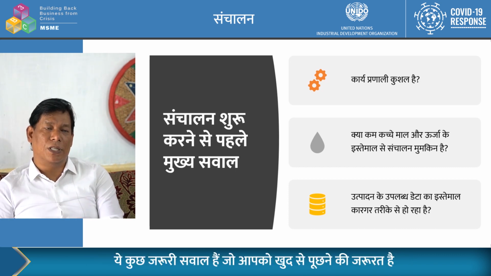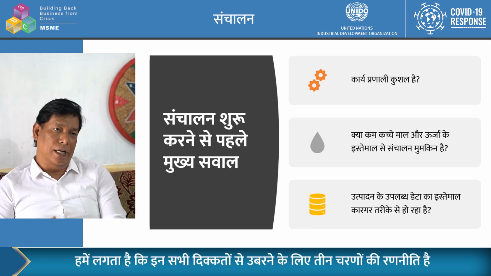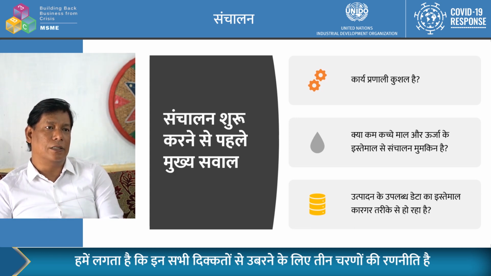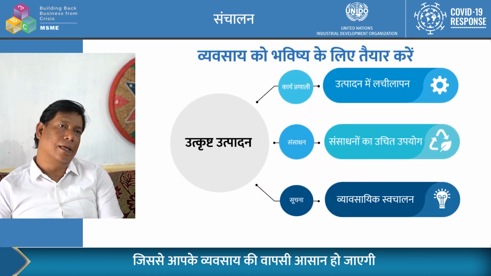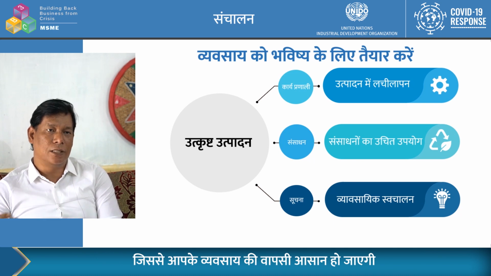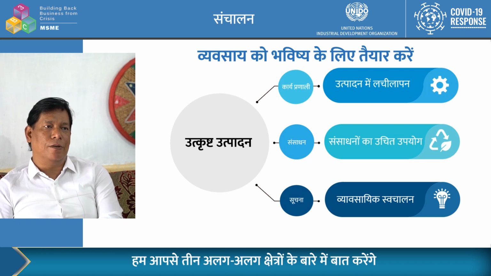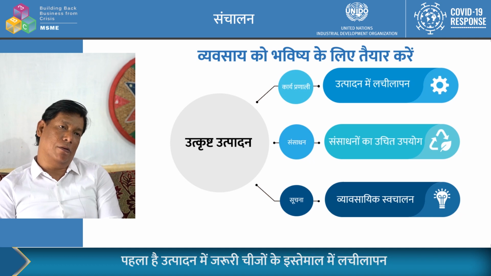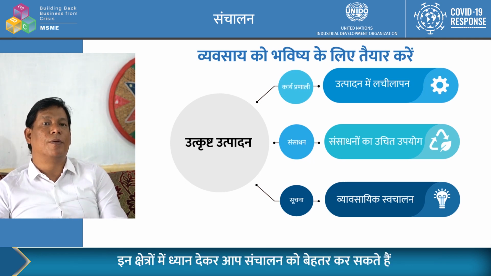So these are some of the questions which are very pertinent to be asked, and we feel a three-pronged strategy in addressing all these concerns would make a very significant impact in taking your revival process in a much smoother way. We will speak in this video about three different components: practicing lean manufacturing methodologies, resource efficiency measures and data-driven automation in order to optimize your workflow.